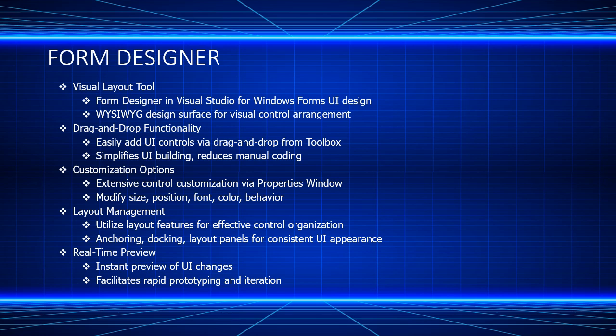Drag and drop functionality. Developers can add UI controls to the form by simply dragging and dropping them from the toolbox onto the design surface. This intuitive approach simplifies the process of building the UI and reduces the need for manual editing. Customization options. The Form Designer offers extensive customization options for UI controls, accessible through the Properties window. Developers can modify properties such as size, position, font, color, and behavior to achieve the desired look and functionality.